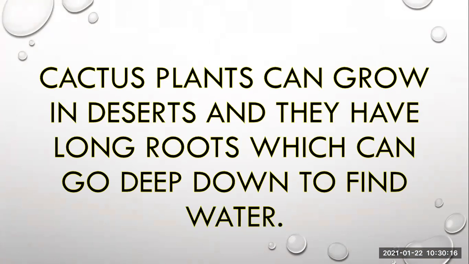Here we have one of the most important and famous examples of a plant that grows in the desert, which is the cactus. Everybody knows about it. Cactus plants can grow in deserts and they have long roots which can go deep down to find water. Some of the students are raising hands. I am going to ask your query afterwards. Let me explain first.